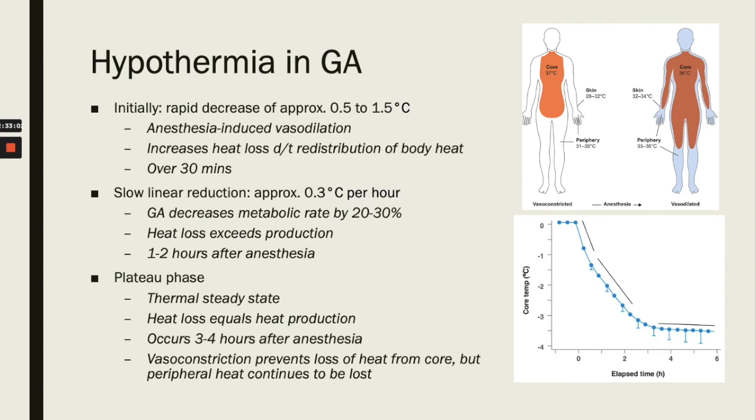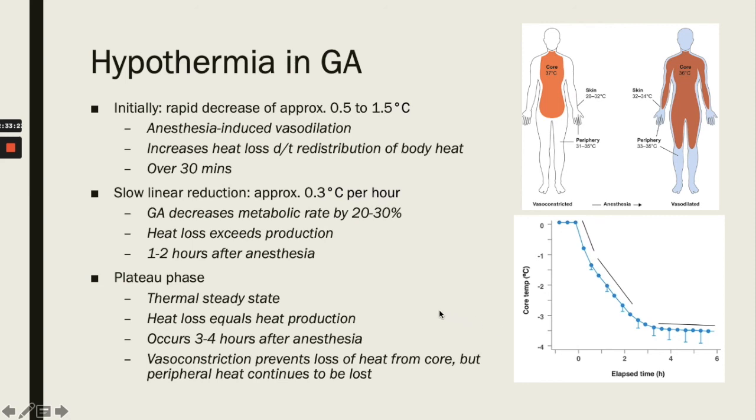And our heat loss then exceeds production. So we're losing more heat than we're producing. And this happens usually about 1 to 2 hours after anesthesia has occurred. And then we enter a plateau phase. So this is the slow linear reduction, and this is the initial drop.